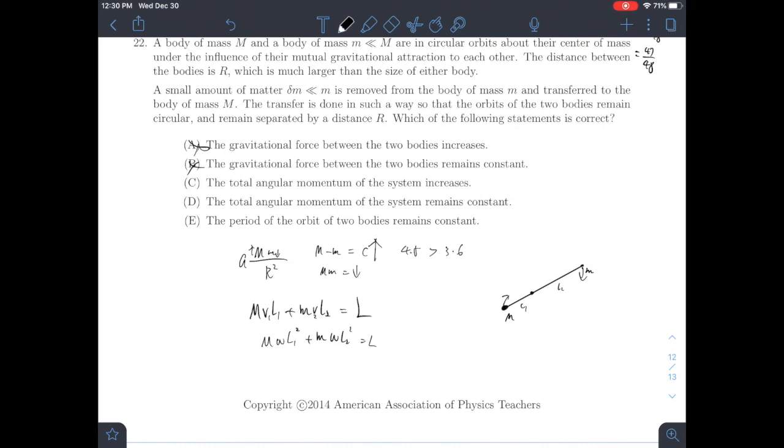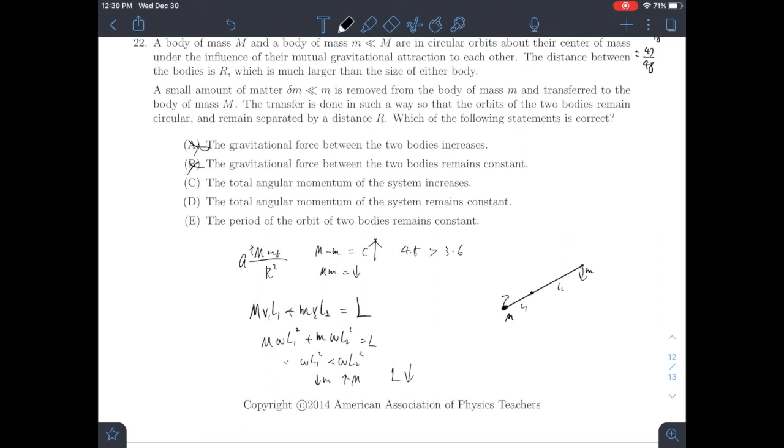And we know that L1 squared is smaller than L2 squared, so removing some part from the smaller m to the bigger M will actually decrease the total angular momentum. You can try to calculate the equation by subtracting delta m from one and adding it to the other side. It's going to be smaller, not going to get bigger, right? So the total angular momentum of the system should decrease, not increase, and it shouldn't be constant.